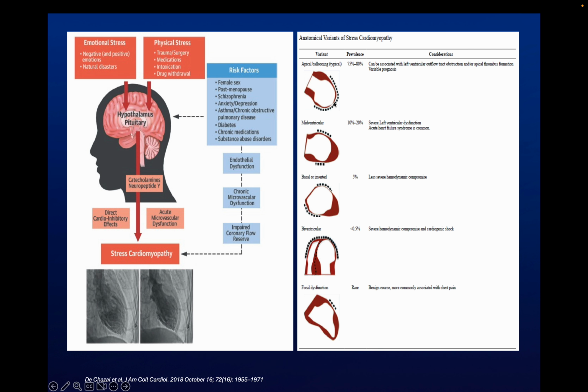It can either be the typical apical ballooning variant, the midventricular, the basal or the inverted, or finally just focal dysfunction, which can contribute to abnormal cardiac function. When managed through the acute stage, this can be reversible and disappear without leaving any traces.